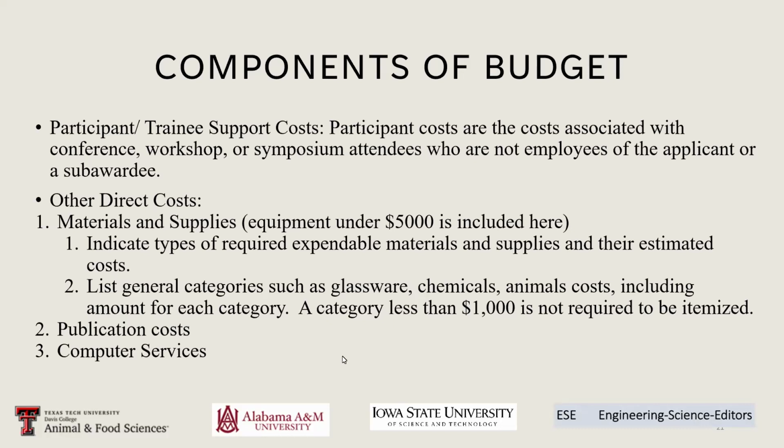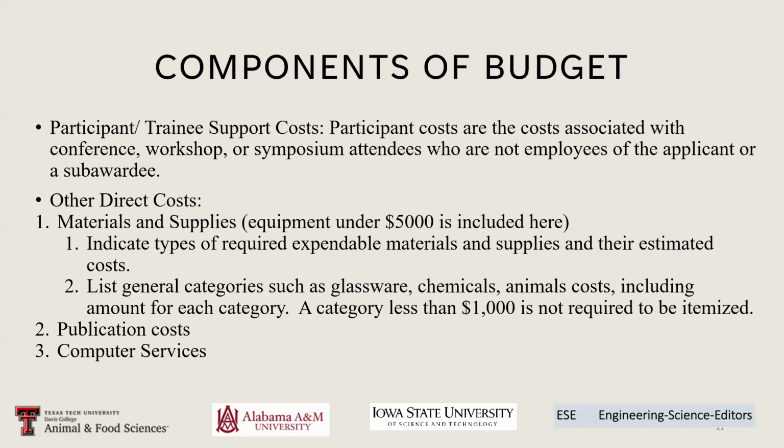Another category under direct costs is publishing costs. So if you are going to do a peer reviewed journal article and you want to do open access to that journal article, then you put it under here. Computer services: I think about if you need to buy a piece of software for your computer, or you're buying a computer because you're going to help somebody do a food safety plan. That's where the computer services come in.